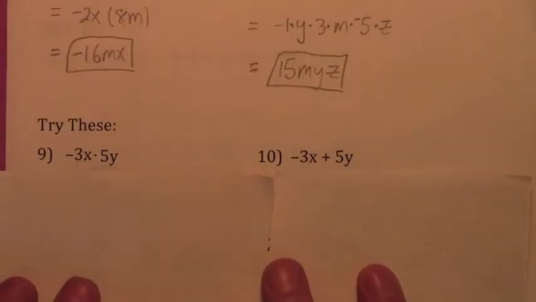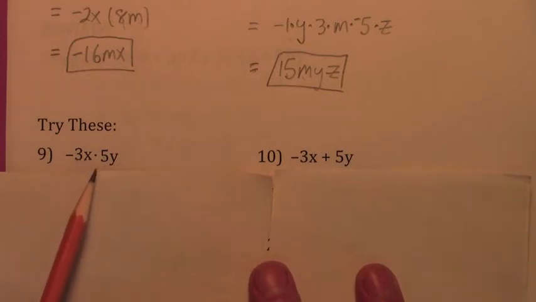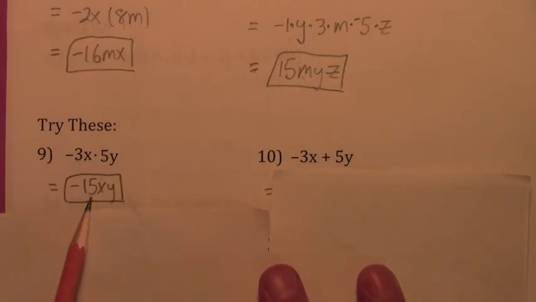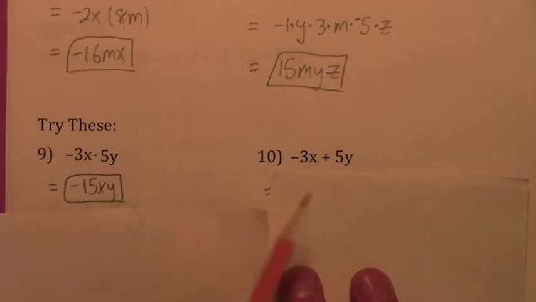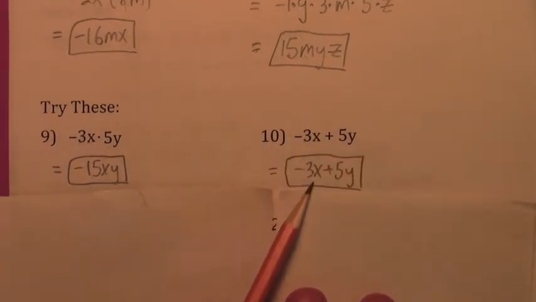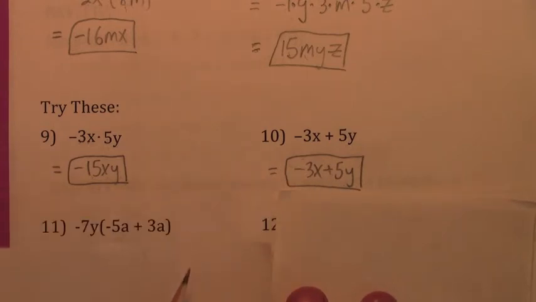Okay, here we go. Factors or terms? These are factors, right? 3 times x times 5 times y. When you multiply, you get negative 15xy. Factors or terms? Terms. Are they like terms? No. So you just have to leave it like that.